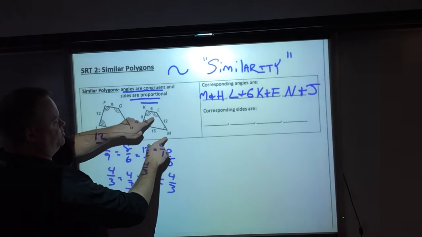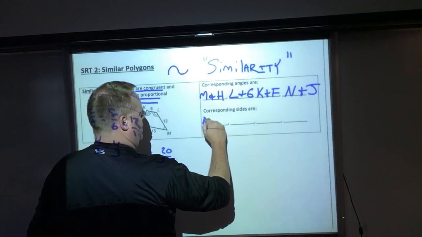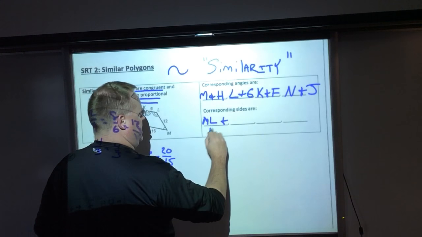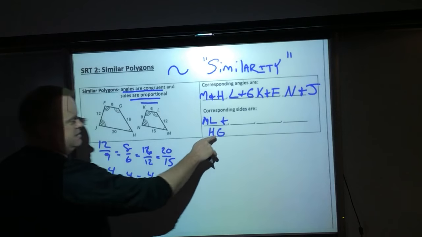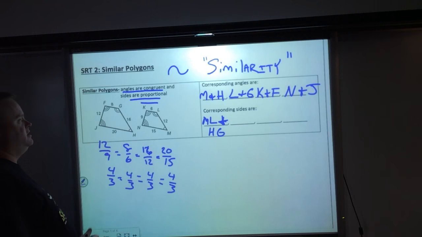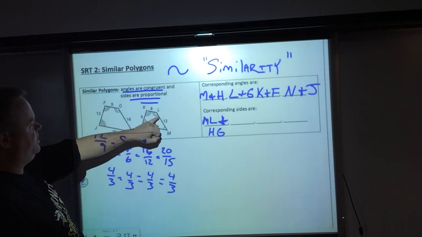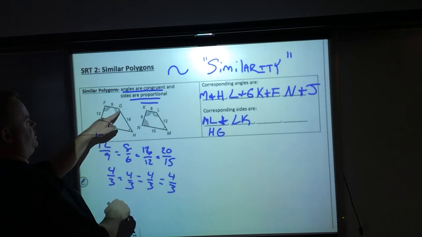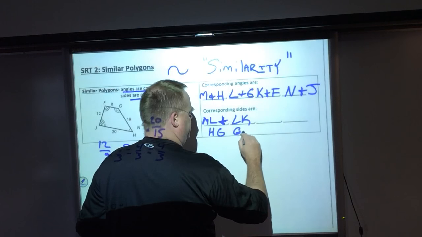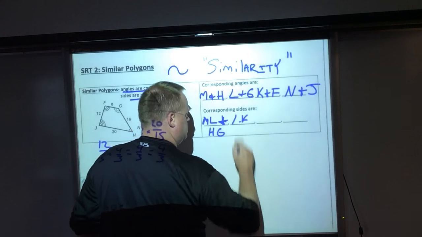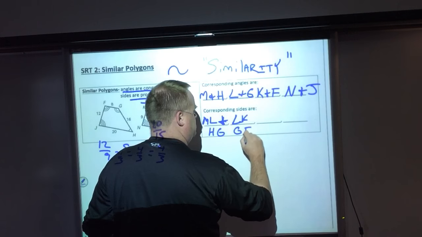Conversely, I want to look at the corresponding sides. I'm going to go 1 to 2, so M, L corresponds with H and G. I'm going to write the second side below it, and this is my and symbol. So M L and H G. How about 2 to 3? L to K corresponds with G to F. That's not a really good looking G. Let's try that again.